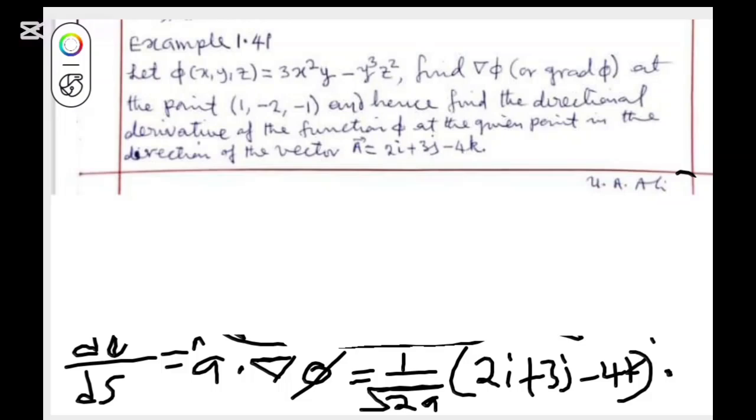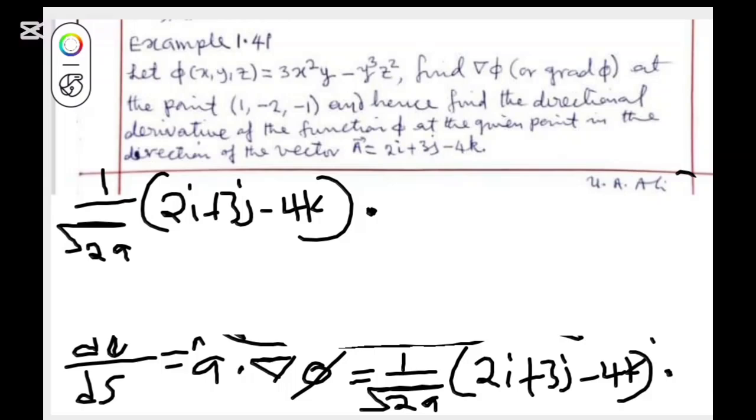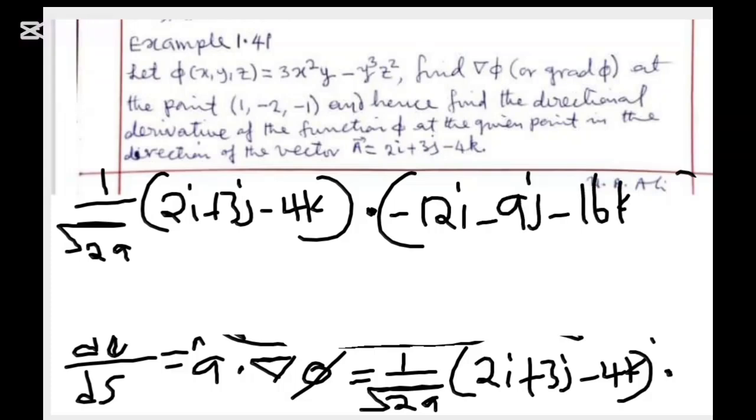So as I was saying, I have to dot them. 1 by root of 29, we have 2i plus 3j minus 4k dot the final answer that we get for del psi, which is negative 12i minus 9j minus 16k.